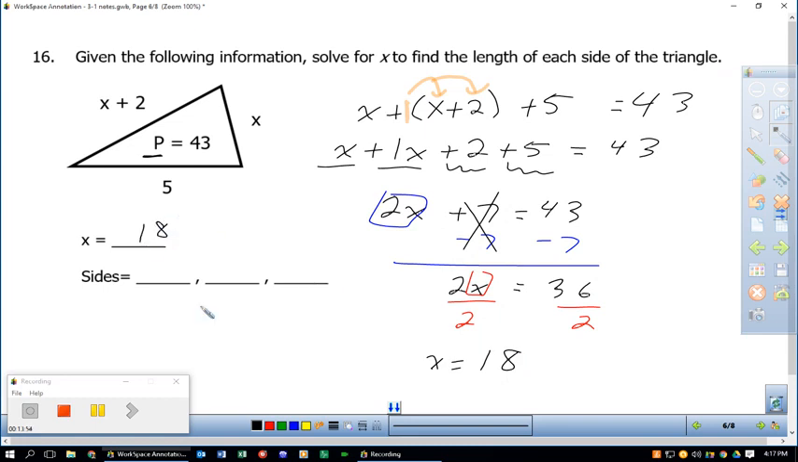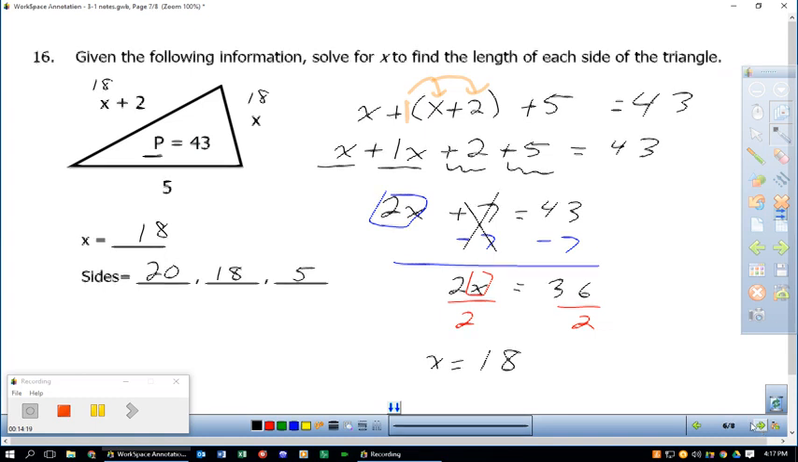So x is 18. That means our sides are x plus 2, so 18 plus 2, so 20. X, so just 18, and 5. Now, hopefully, if we add these three up, we get 43, because that's what we started with. So those two set 38 and 43. It does check out.